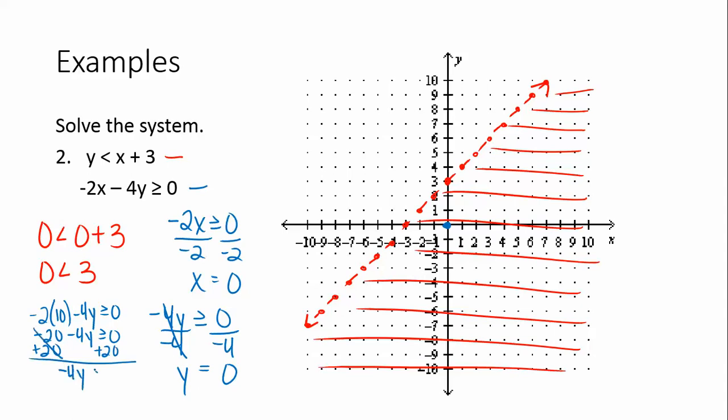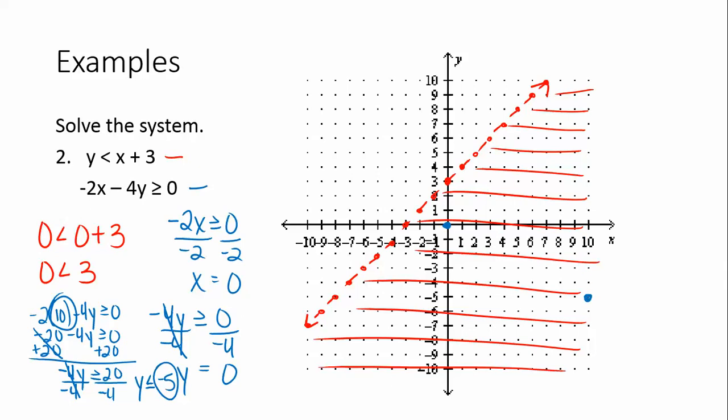Negative 4y is greater than or equal to 20. Divide by negative 4. And I get that y, and I should flip my symbol here, is less than or equal to negative 5. So my ordered pair is 10, negative 5. So 10, 1, 2, here.